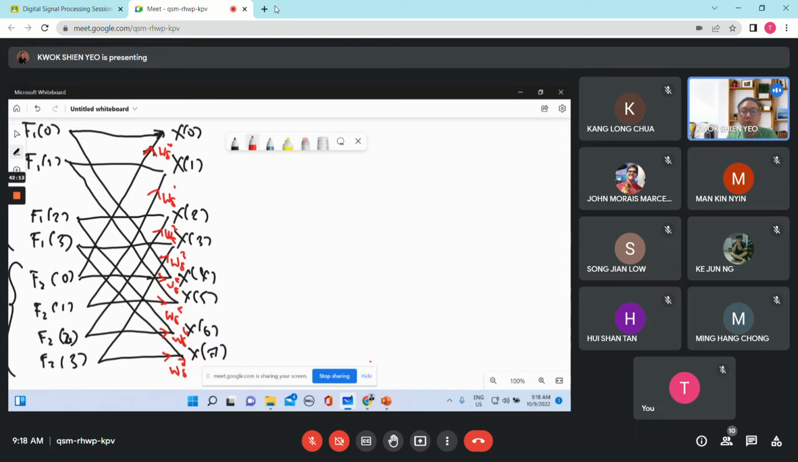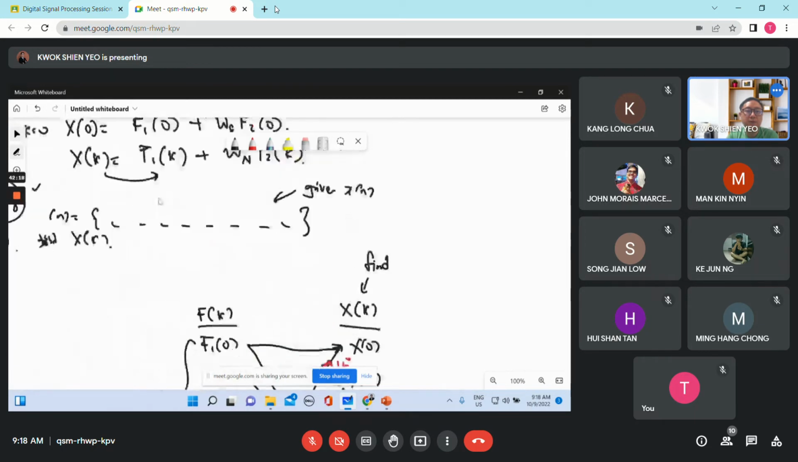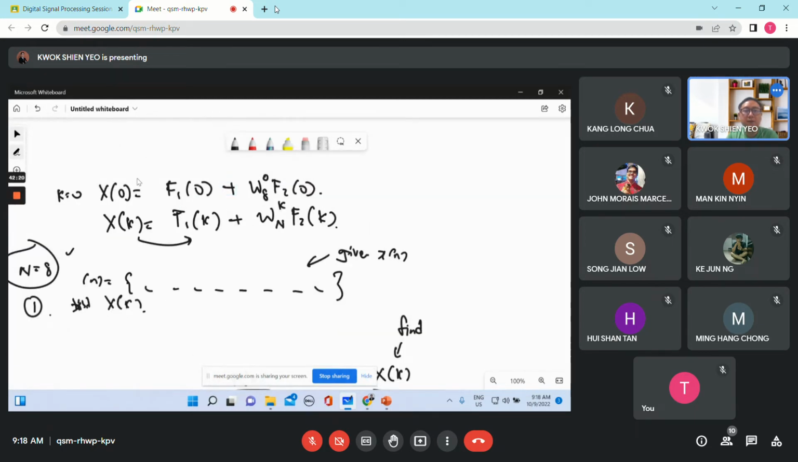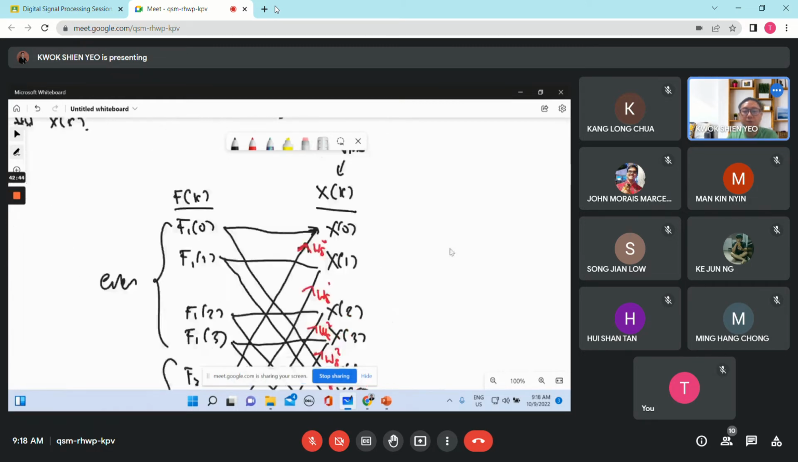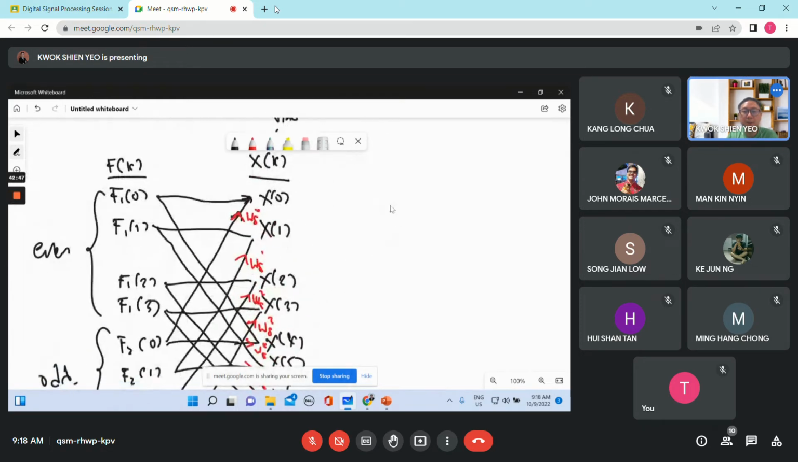I follow these equations. If you continue to increase k, X1 can be found from F11 plus W81 times F21, because we follow the k. So if you continue to iterate the k, then you can write all these equations out. Then it is very natural for you to draw this structure.